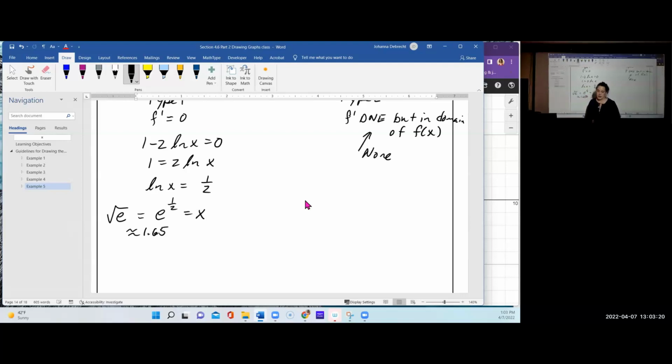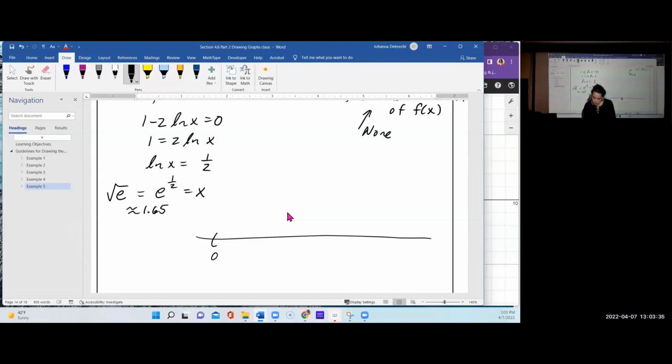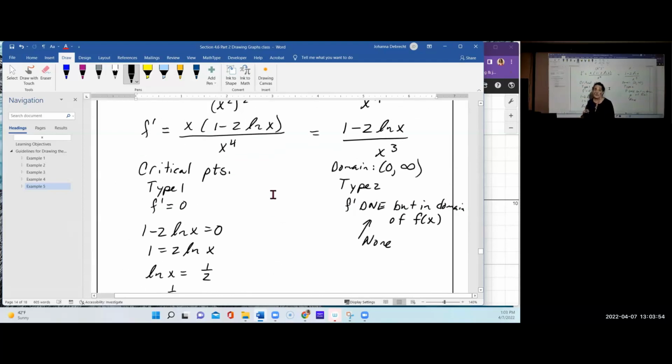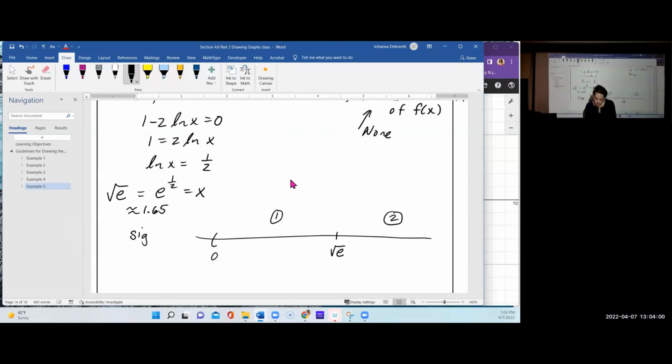I need to be able to break up the number line. So again, I'm going to start with the domain of the function, and the domain of the function is going from 0 to infinity. So from 0 out to infinity. So mine is going to be broken up by the square root of e, or e to the 1/2, and I need test points. So 1 looks like a good test point, and 2 looks like a good test point. And again, we're just looking for the sign of the derivative, not the actual value. So we're looking for the sign of f prime.